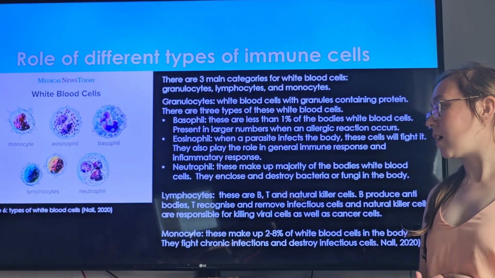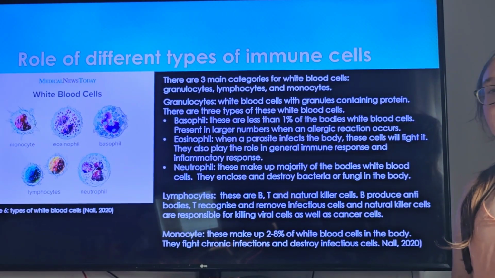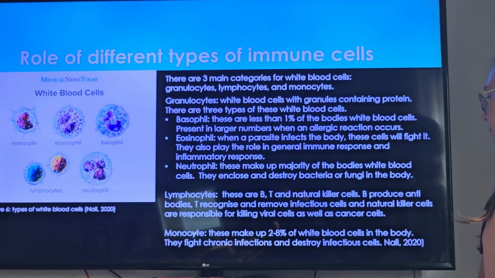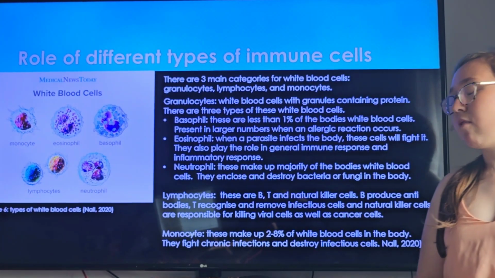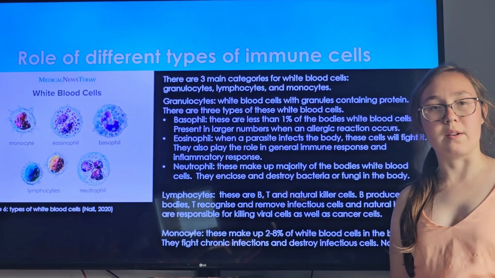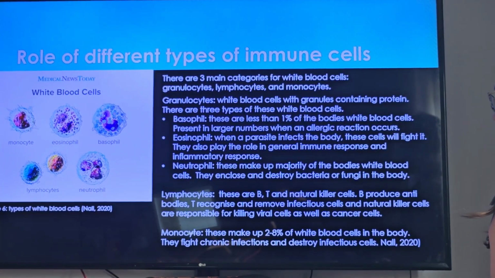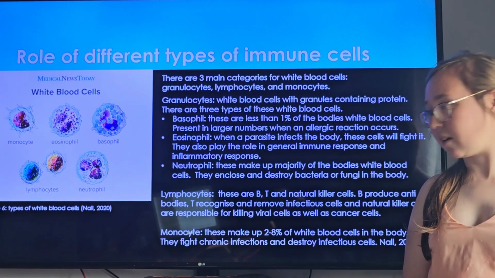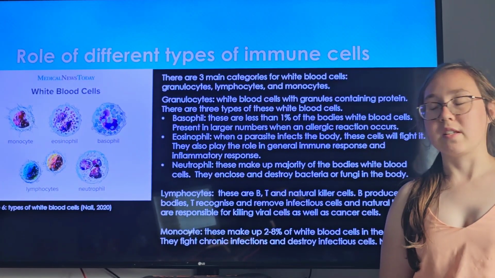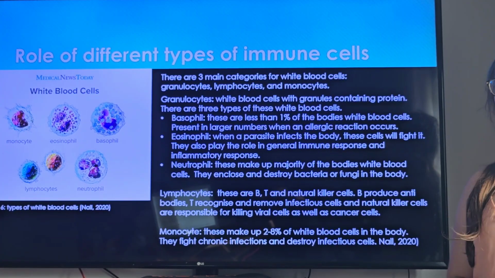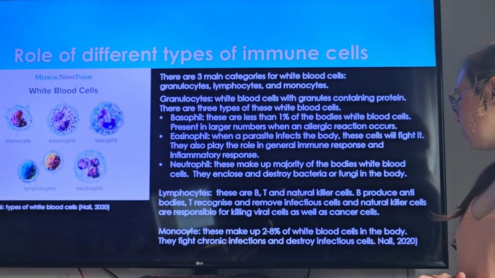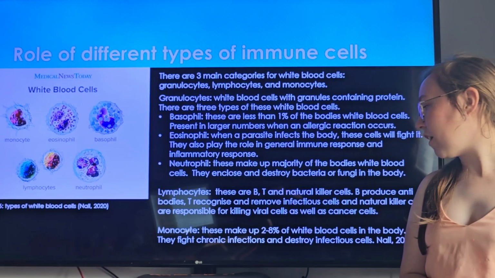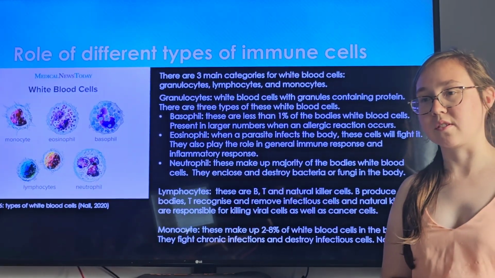Another type of white blood cell is lymphocytes. These are B, T and killer cells. B cells produce antibodies, T cells recognise and remove the infection. These are memory cells. And natural killer cells are responsible for killing viral cells as well as cancer cells. Another type of white blood cell is monocytes. These make up just 2 to 8% of the body's white blood cells. They fight off chronic infections and destroy infectious cells.